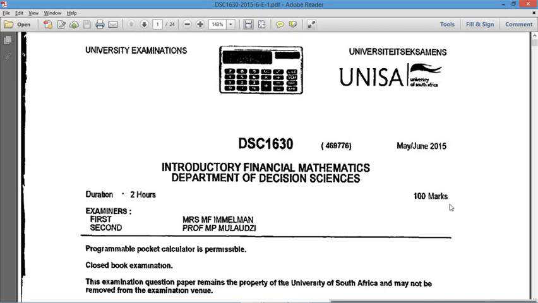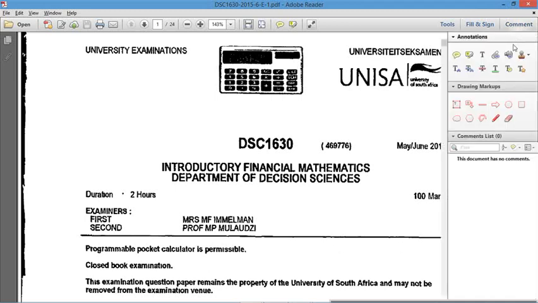Alright, so a good exam technique is obviously to look at the time allocation. You've got 2 hours here, the paper's out of 100, and this is the May-June 2015 paper. DSC 1630 is looking at introductory financial mathematics, and we're going to be looking at a lot of the calculator work. I'm hoping by now you've got a financial calculator that you're familiar with.